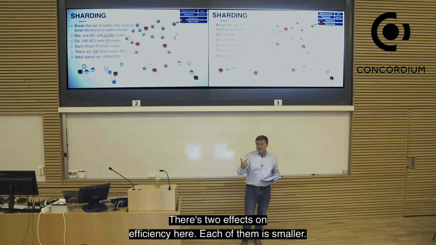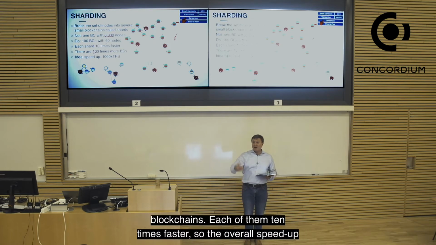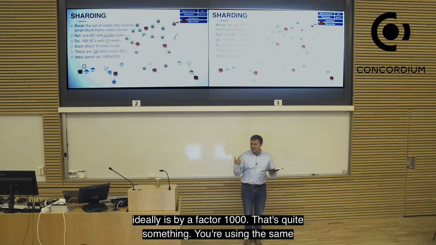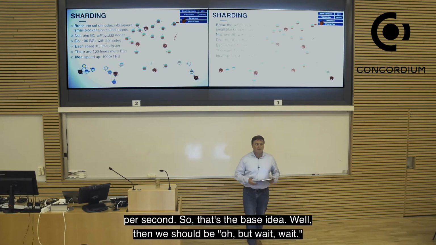There are 2 effects on efficiency here. Each of them is smaller, so it will actually be faster, let's say 10 times faster. And you have 100 blockchains. Each of them 10 times faster, so the overall speed up ideally is by a factor 1,000. That's quite something. You're using the same resources, but you're putting 1,000 times more transactions through per second. So that's the base idea.